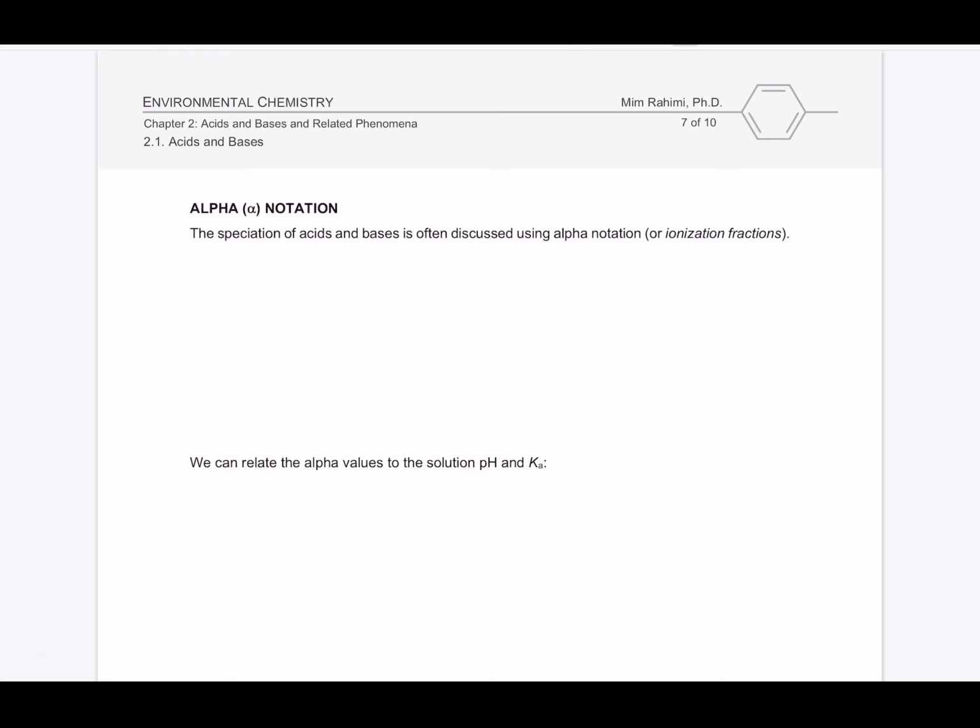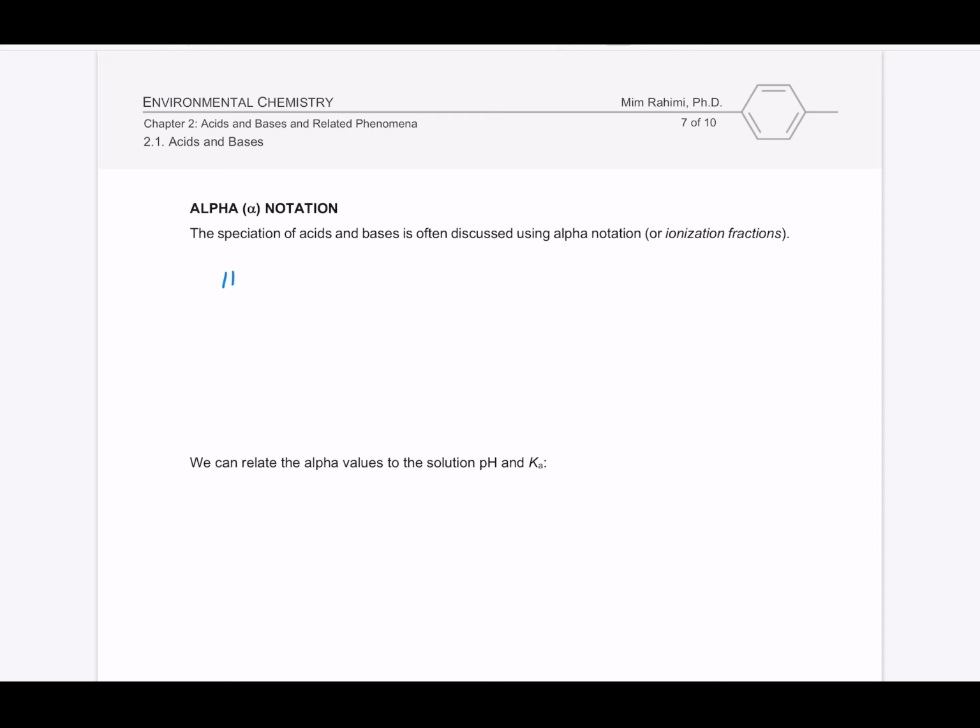So the last part is alpha notation. I remember the first time I had a similar course, and the instructor was talking about alpha notation. I mentioned, oh, this is sort of useless. It's basically rearranging a little bit here and there, and then defining a new term, alpha. But trust me, this would be extremely useful. You'll see why. Because it's basically a great bridge between what we can manipulate, which is pH, and the speciation. We're going to talk about that a bit later.